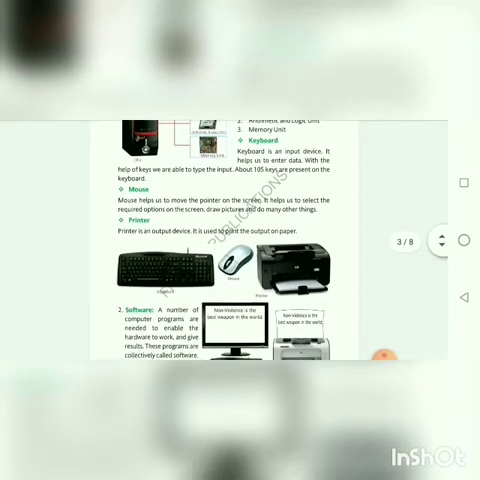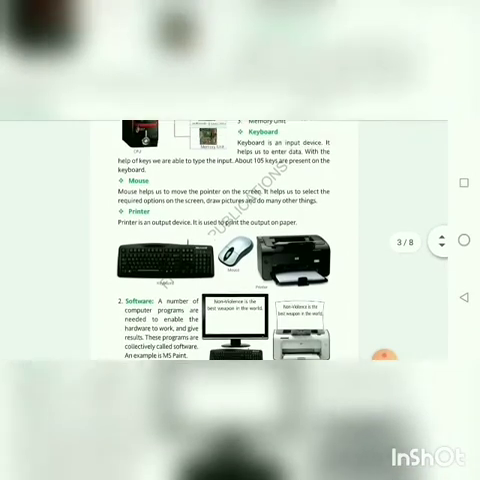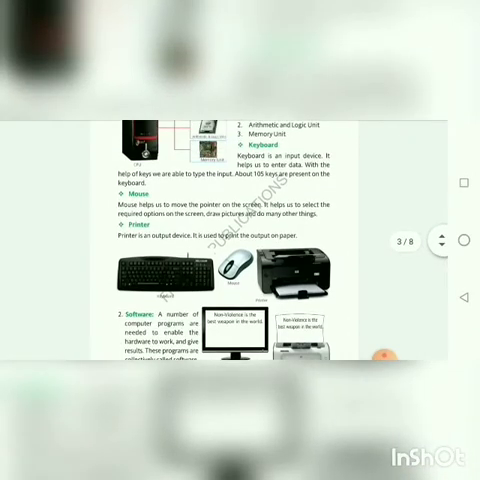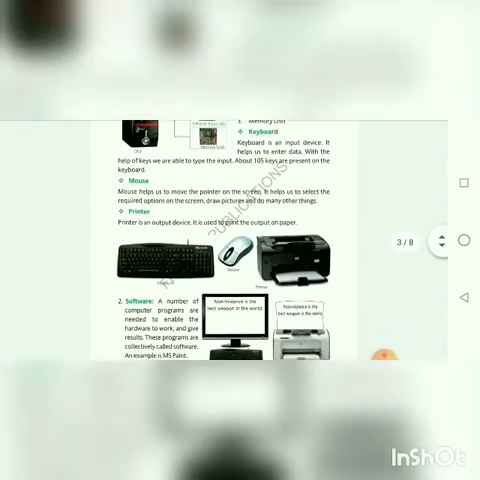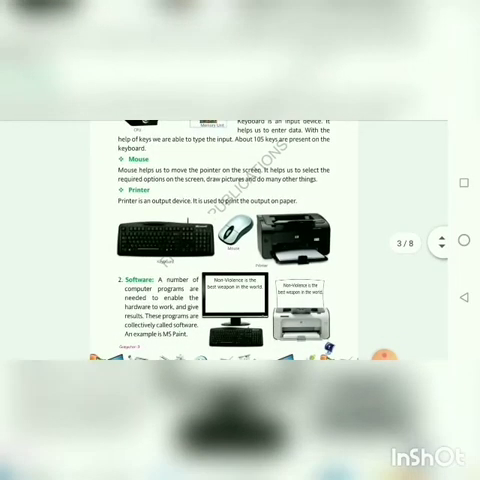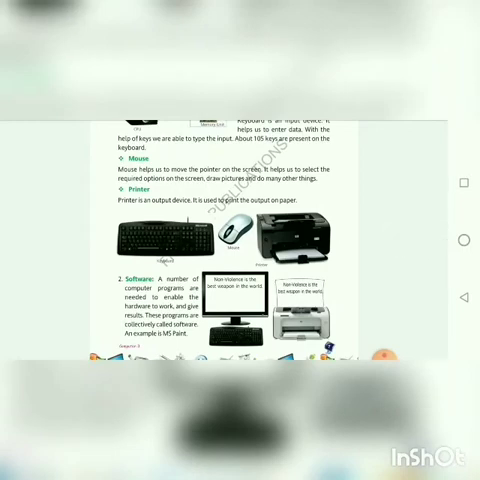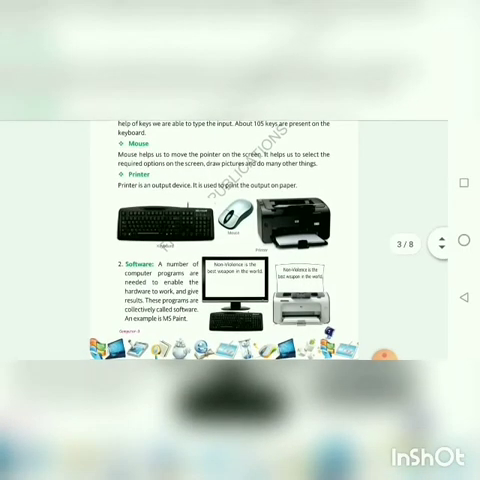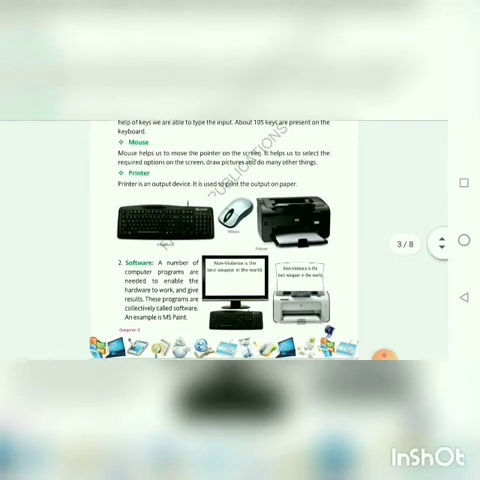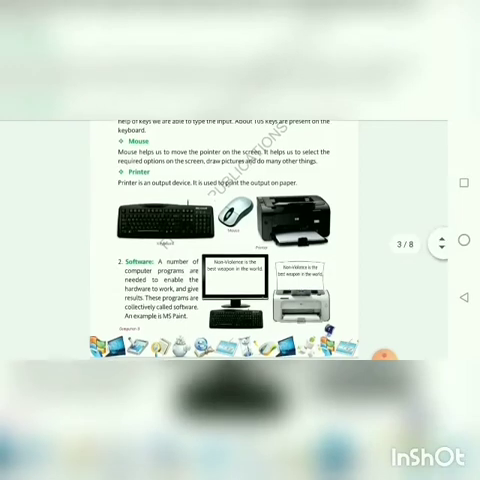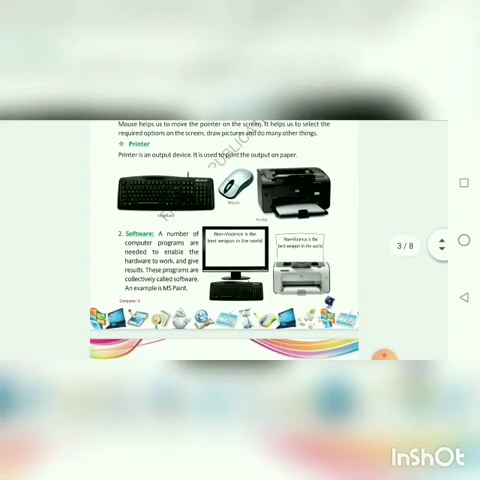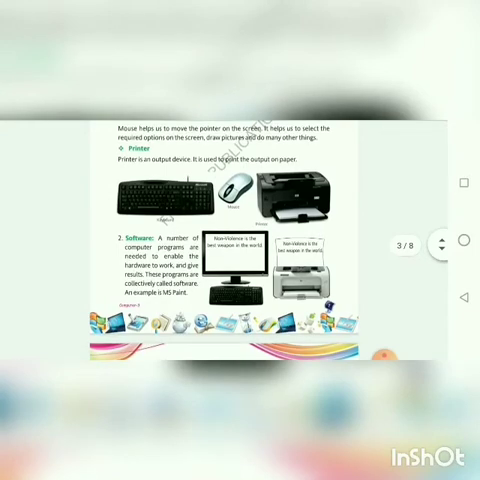Keyboard. Keyboard is an input device. Which device? Input device. It helps us to enter data, and 105 keys are present on the keyboard. Fourth, mouse. Mouse helps us to select the required option on the screen, and it is an input device. Which device? Input device.